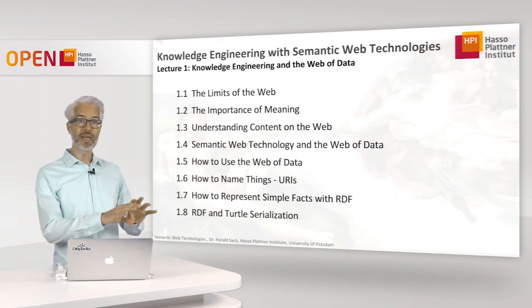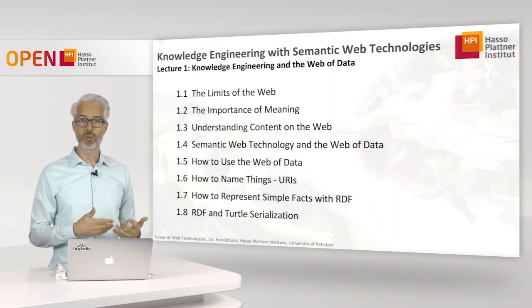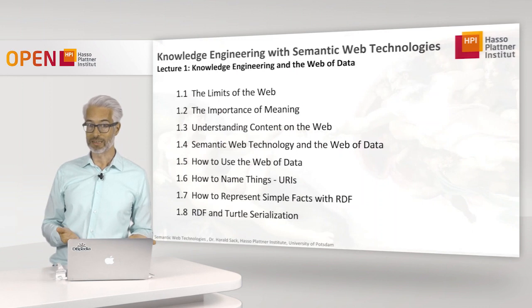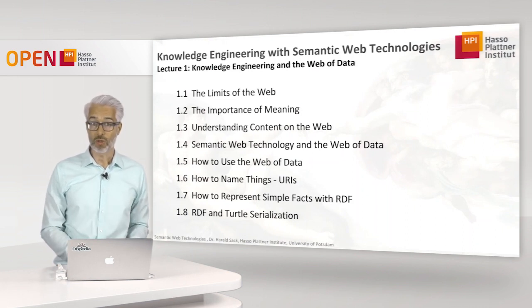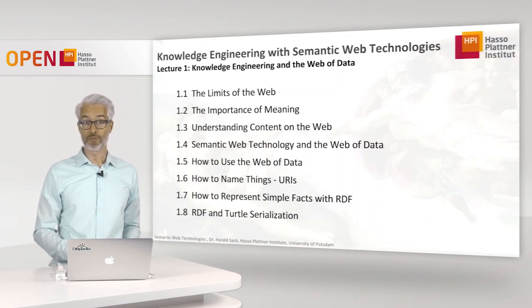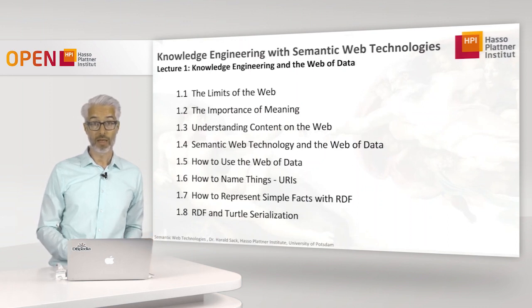And when we can name things, we must have means to express facts about these things. So, in the next part 7 and part 8 of the lecture, we will talk about the so-called Resource Description Framework, which is a simple means to represent simple facts. And it's on the so-called information exchange layer of the semantic web technology stack. So, look forward and enjoy the lecture.